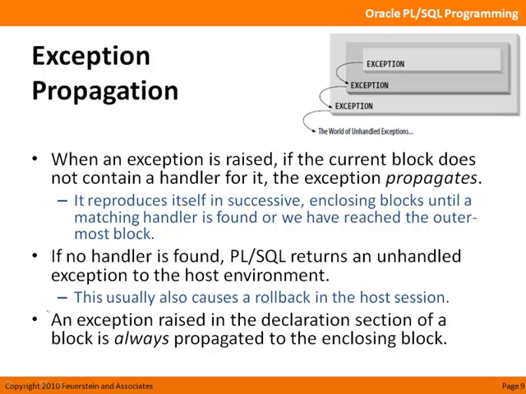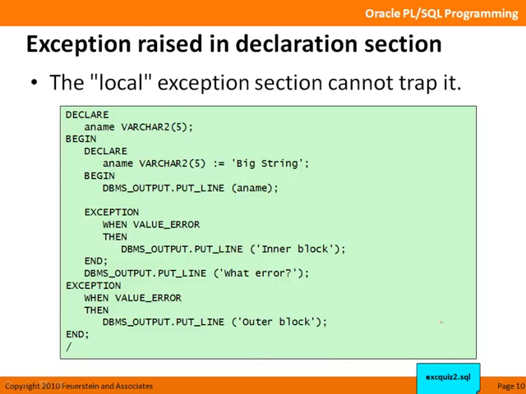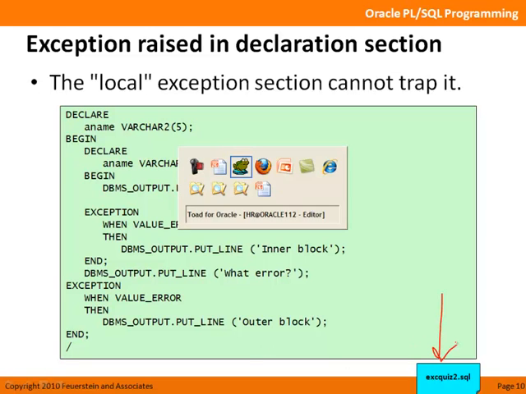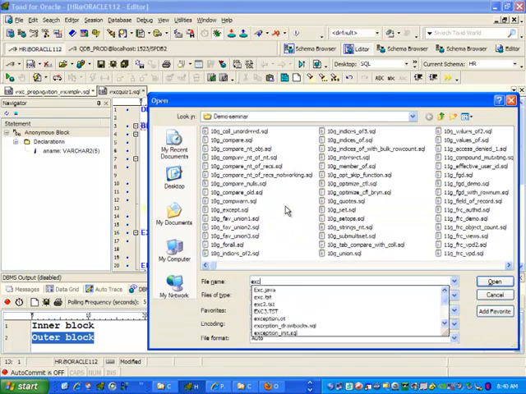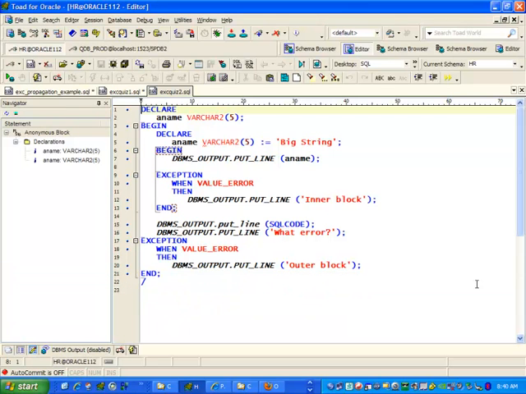And something that you should keep in mind, and we'll look at with an example right now, is that if an exception is raised in the declaration section, it's always propagated to the enclosing block. In other words, the exception section of a block only can handle exceptions raised in the executable section of code. Let's take a look at my exception quiz 2 script. So I'm going to run this code and we'll see what happens. I suggest that you pause the video and study this code and determine for yourself what you believe is going to happen before I run it.